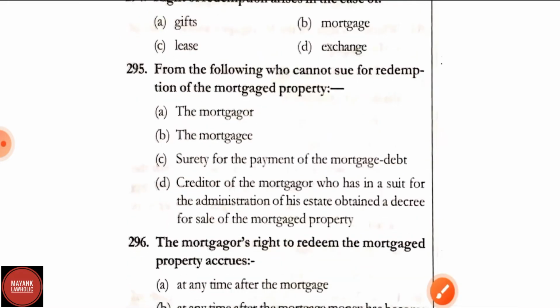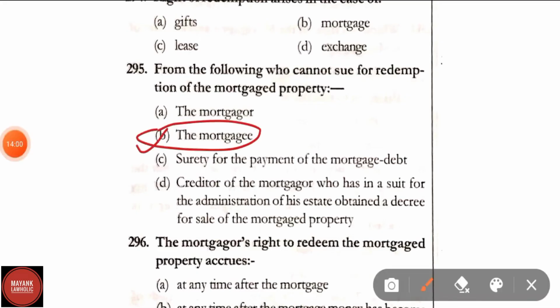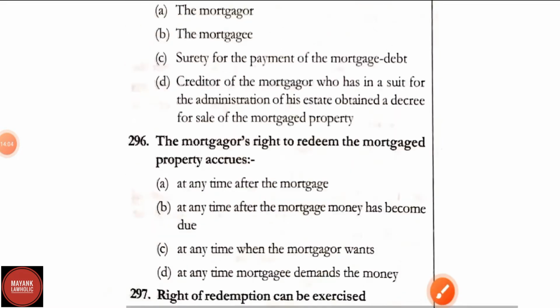Question number 295. From the following, who cannot sue for redemption of the mortgage property? Options are the mortgagor, the mortgagee. Option C, surety for the payment of the mortgage debt. Option D, creditor of the mortgagor who has in a suit for the administration of his estate obtained a decree for sale of the mortgage property. Correct answer is option B, that is the mortgagee. Mortgagee cannot sue for the redemption of the mortgage property.